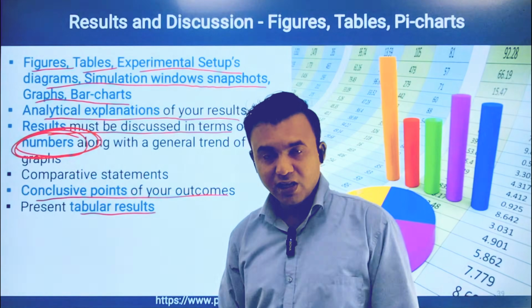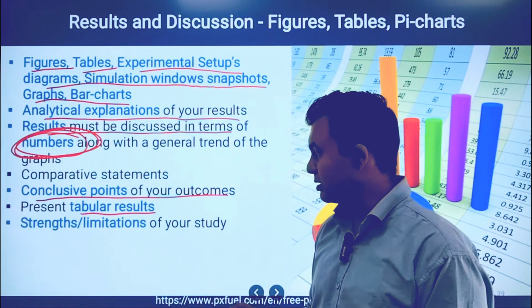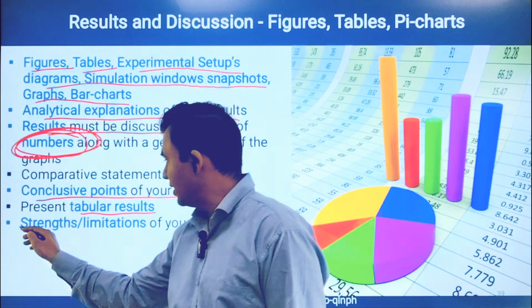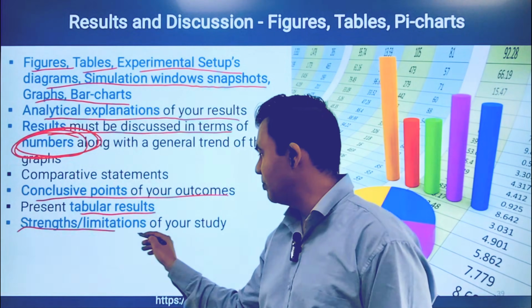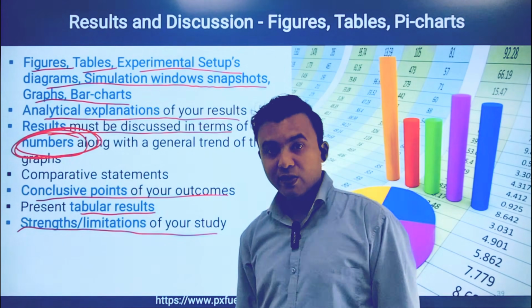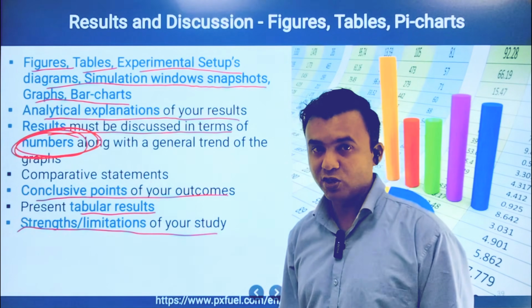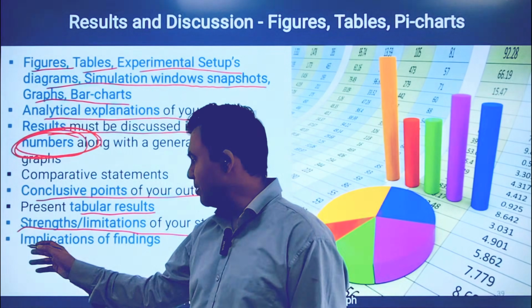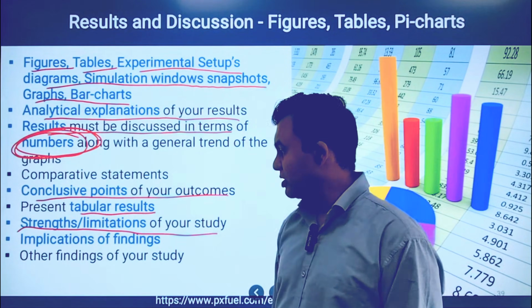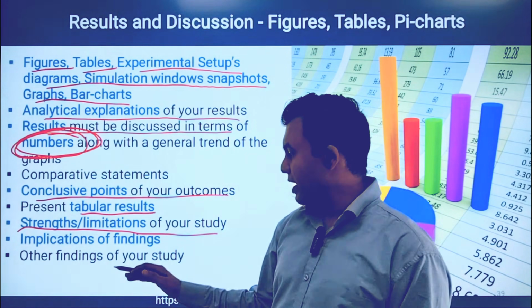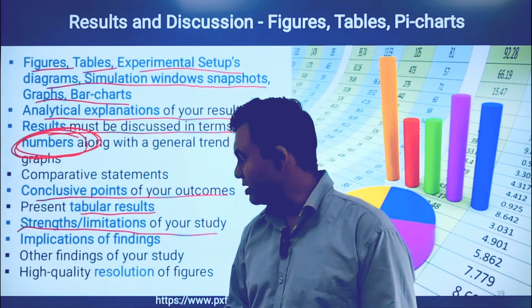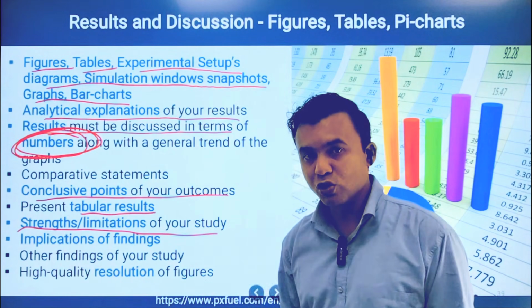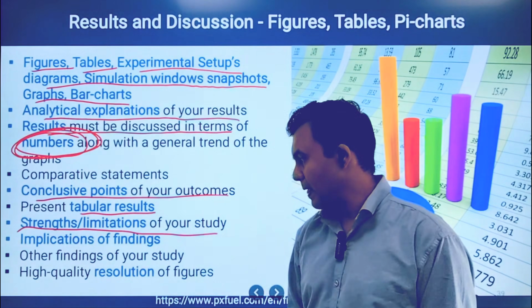The charts and results should be well organized. Identify and present the strengths and limitations of your study. Write it clearly that these are the strengths of my study and these are the limitations of my study. If there are any implications of findings, present them. Other findings of your study, present them. If you find something else, a negative story, that also you should present.